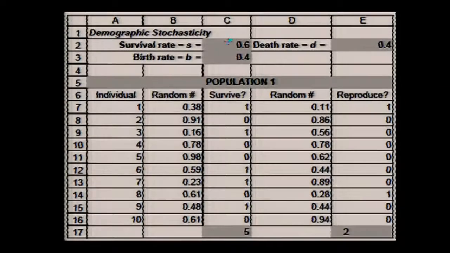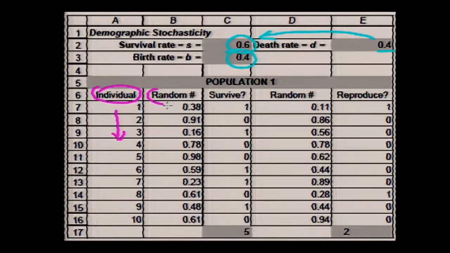So we have our survival rate up here at the top. Our survival rate, of course, is the opposite of our death rate. So if our death rate is 0.4, we would expect our survival rate to be 1 minus 0.4, which is 0.6. And we have our birth rate here. Our birth rate is 0.4. What we've done is create a column of individuals, and we have 10 individuals. We've got all 10 in our panda population.